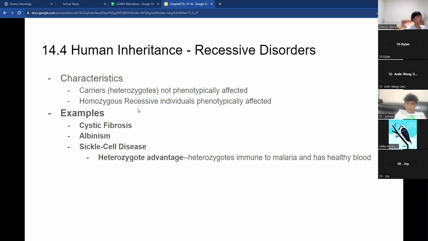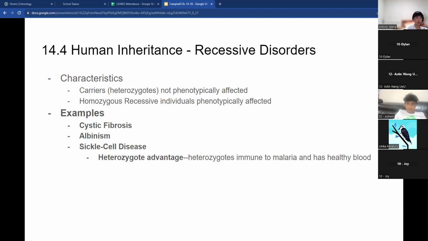Here are some examples of recessive disorders. Cystic fibrosis, you get edema, lots of mucus. Albinism, you don't produce melanin, no pigments. So your skin is pale, your eyes are pink. Sickle cell disease. This is an important one. You guys should know this.